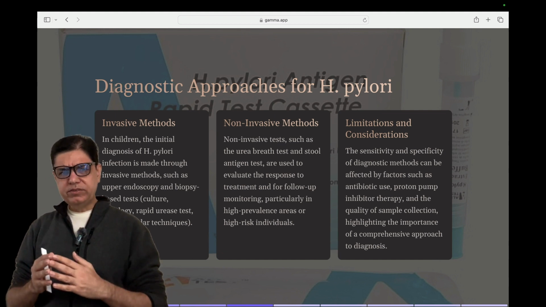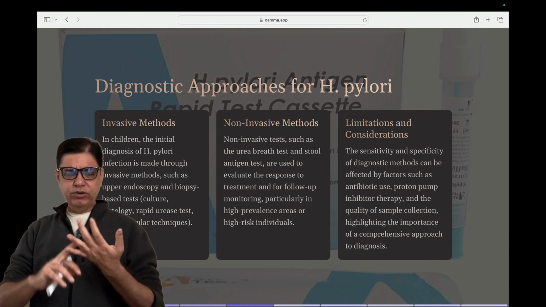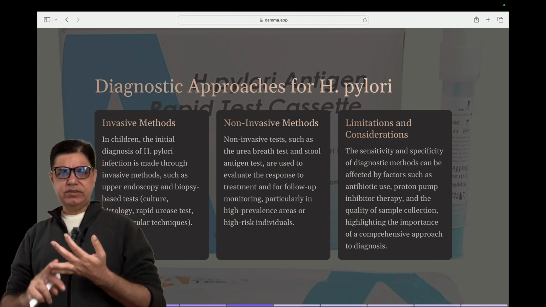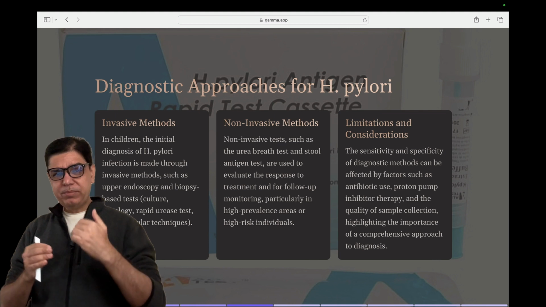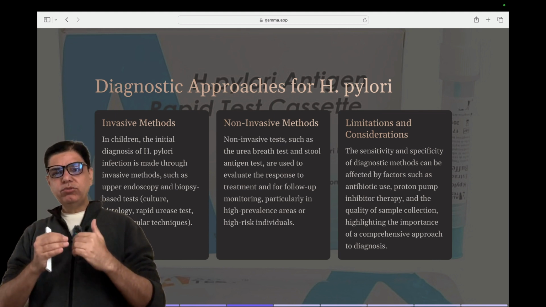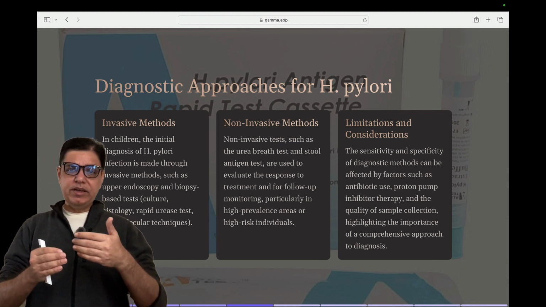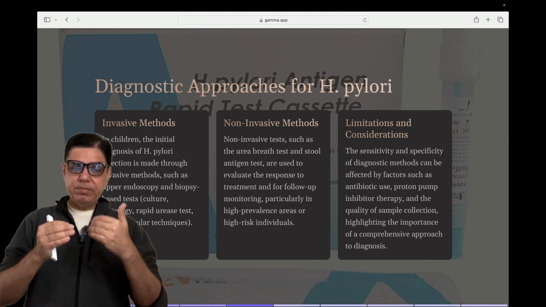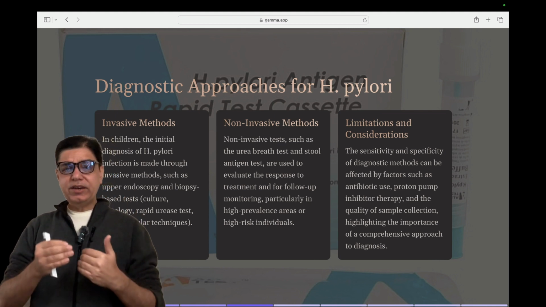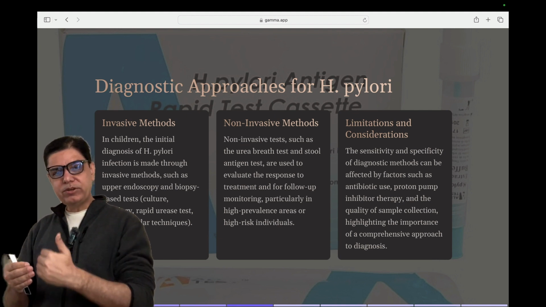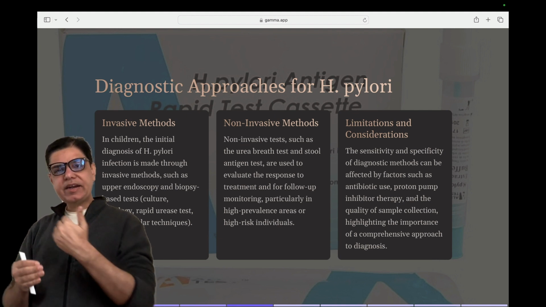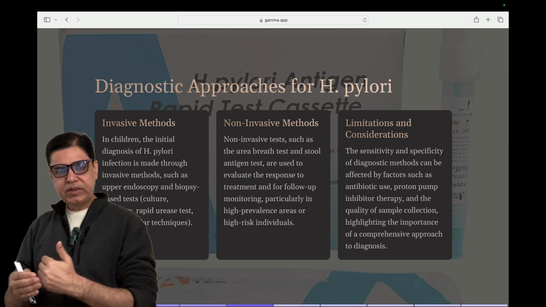Coming down to non-invasive methods. Non-invasive methods are your urea breath test and the stool antigen test. Now, these in children are not done as a part of the primary diagnosis. We only do these tests after the primary diagnosis has been made based on the endoscopy, and then you have given them treatment, and now you want to see the response to treatment. So whether the treatment has eradicated or cured the infection or not.